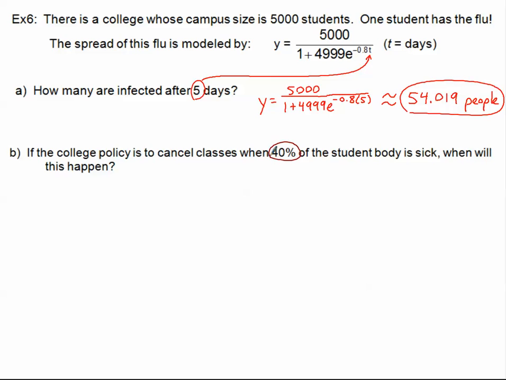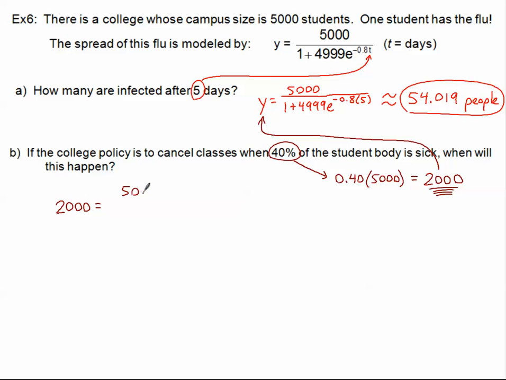First of all, we should probably figure out what 40% of 5,000 students is. So 40% of 5,000 students, multiply that together, and I can do that quickly in my head, that's 2,000 students. So we're talking about when will 2,000 students be sick? And that is representing this y value. Maybe not this y value, but rather this y value. Obviously, t is going to be the thing that we're looking for. So we want to know, when is 2,000 going to be equal to this model?